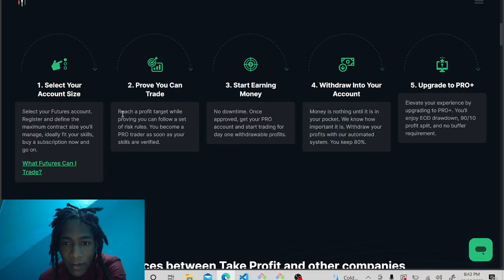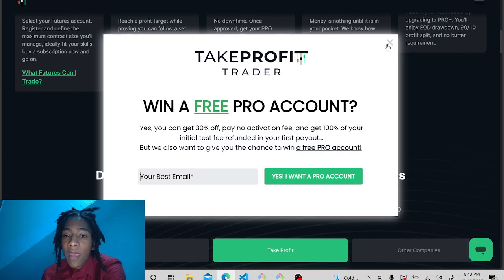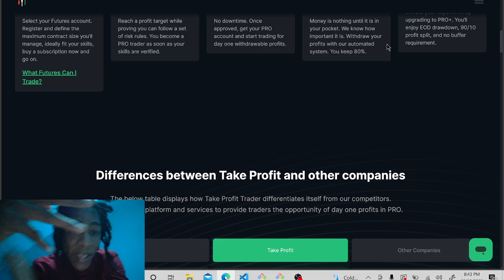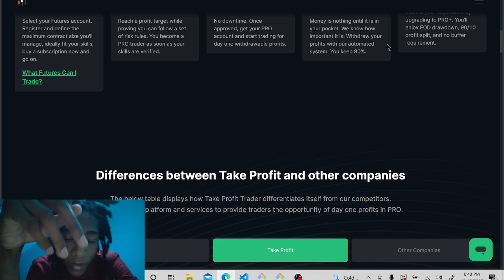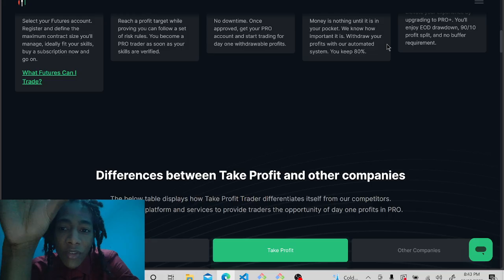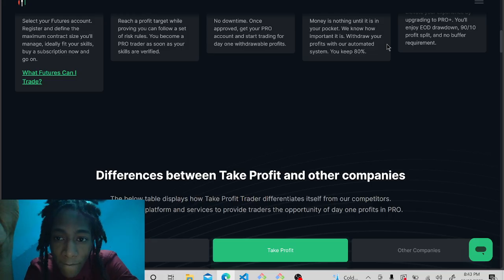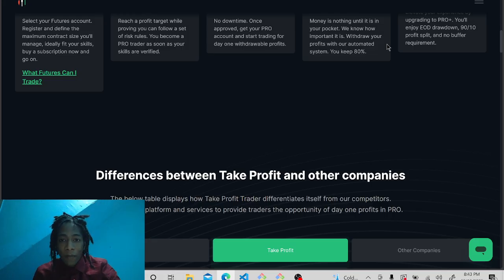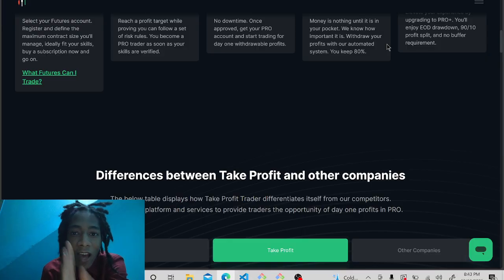So once you pass the account, you buy an account, you pass it. See, select your account size, prove you can trade, start earning money, withdraw into your account, upgrade to pro. So with them, you can take money same day out. So Apex tells you you have to trade 8 days to take money out. Okay. Top Step tells you you have to trade 5 days to make $150 or more. Not consistent, but you need $150 each out of those 5 days to take half of your money out or whatever. You get what I'm saying?